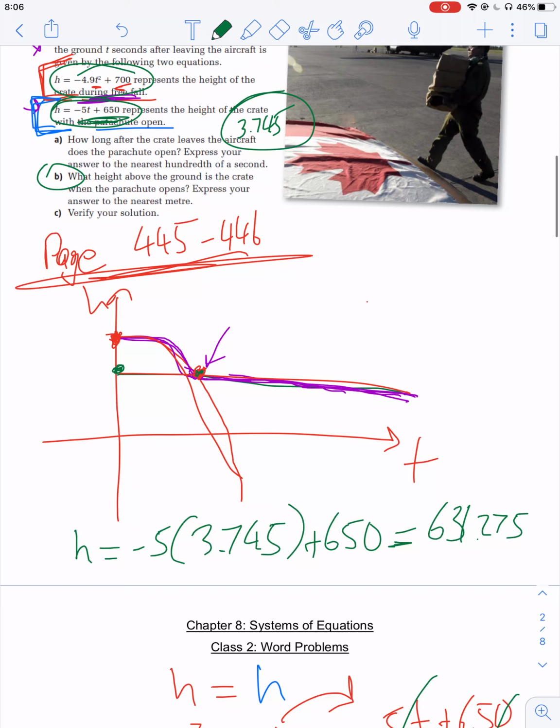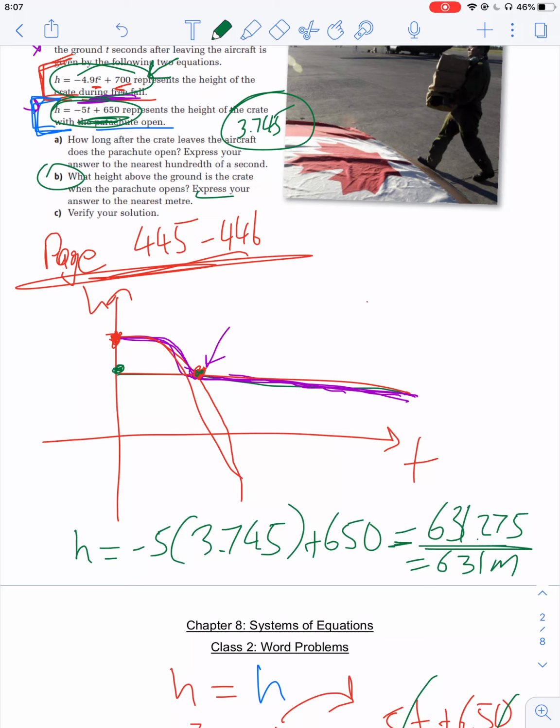So again, you can round this off however you want, unless the question specifies it. Express your answer to the nearest meter, so 631 meters in that case. And I think that's what your textbook has. I would plug into the quadratic function as well, and I'm going to get something very similar to it.